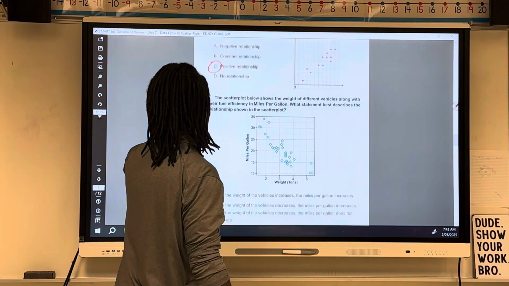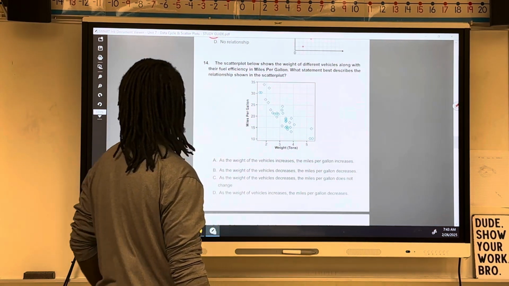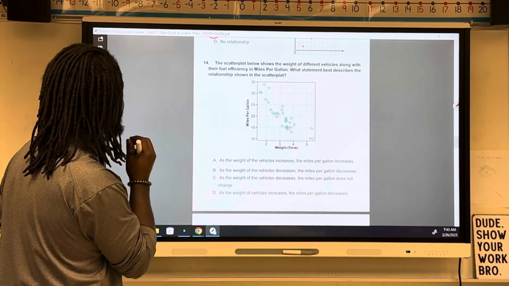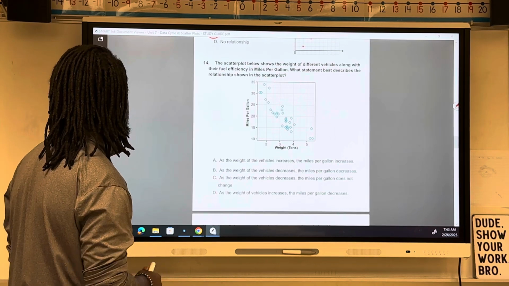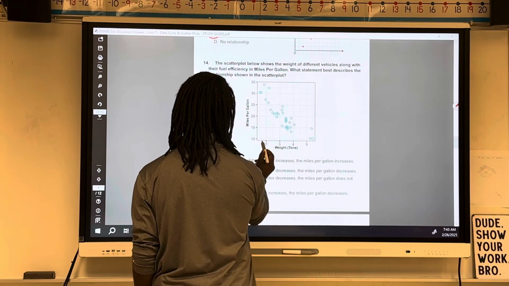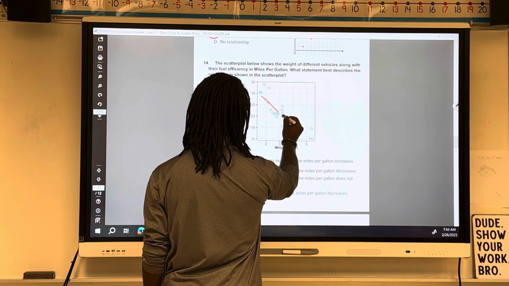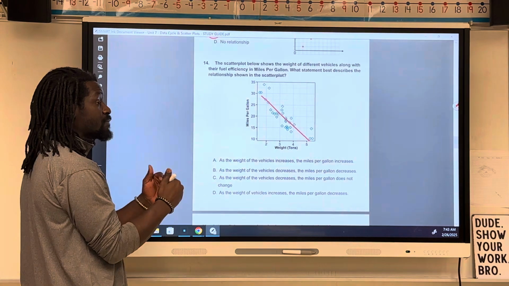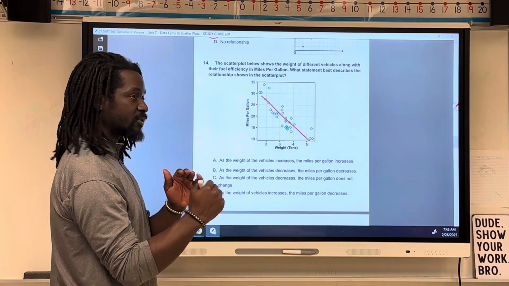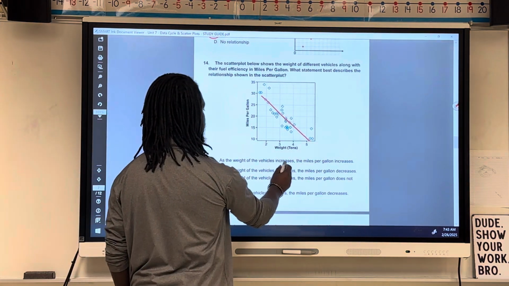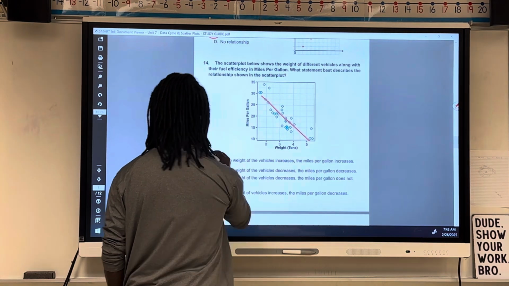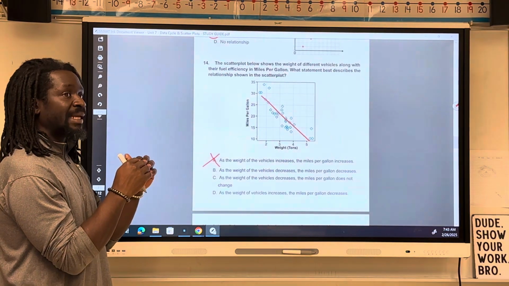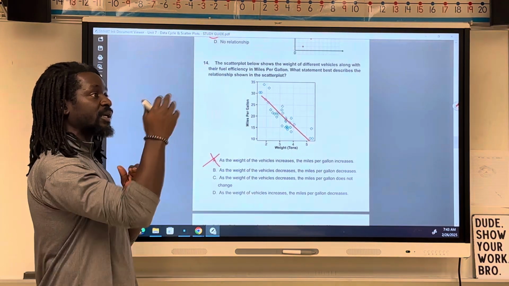This one, it says the scatter plot shows the weight of different vehicles along with their fuel efficiency, miles per gallon, which statement best. So first off, I can see that as I'm moving from left to right, this is a negative relationship. So if I have a negative relationship, that means that one is increasing and the other is decreasing. So as the weight of the vehicles increase, the miles per gallon increase. That's wrong because, again, if it's a negative relationship, one is increasing, one is decreasing.